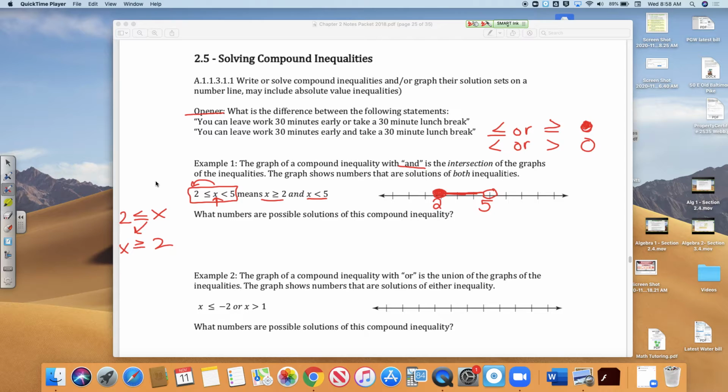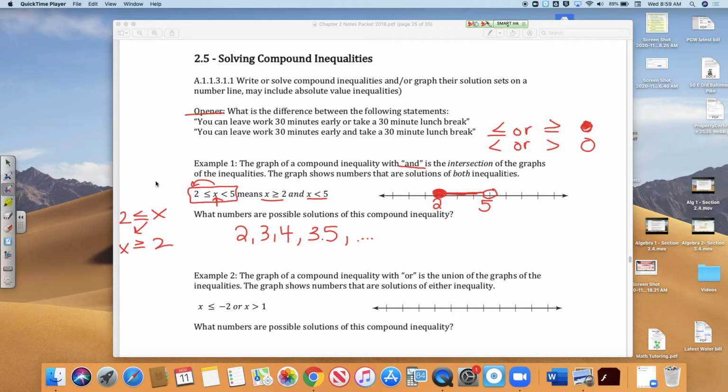So what are some possible solutions of this inequality? Molly? Yeah, 2, 3, 4. Could we have 5 be an answer? Nope, 5's not an answer because it's an open circle. Could we have decimals as answers? Like, would 3.3 work? Yep, so basically we could keep going. It's any numbers that would be inside of these limits. 2 including 2, up to 5 but not including 5.